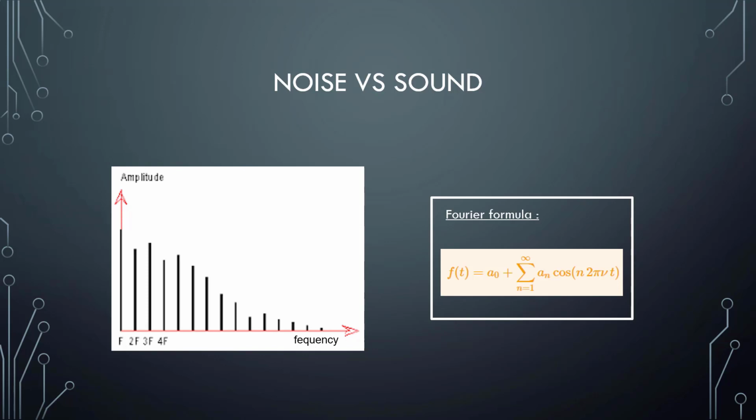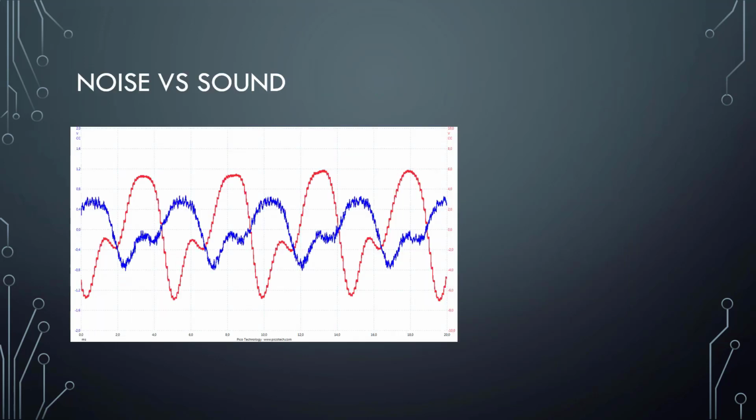A0 imposes the frequency of the sound, i.e. whether it will be high or low, while the rest determines the harmonics, i.e. the timbre of the sound. Noise, on the other hand, is a superposition of several signals at a given moment which disturbs the initial signal. It is therefore no longer periodic.